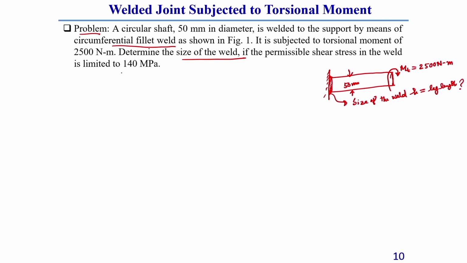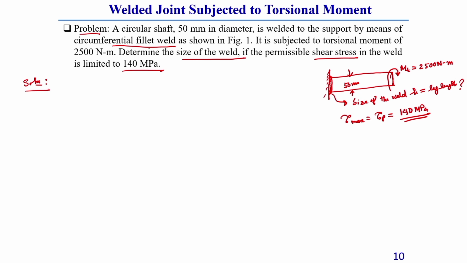Considering the permissible shear stress of the weld is 140 MPa, that permissible stress is given, that means here tau max, or you can say tau permissible or tau allowable, is generally given as 140 MPa. This you should keep in mind. So, these are the things given, and you need to find out the size of the weld. Now I am going to solve this problem.